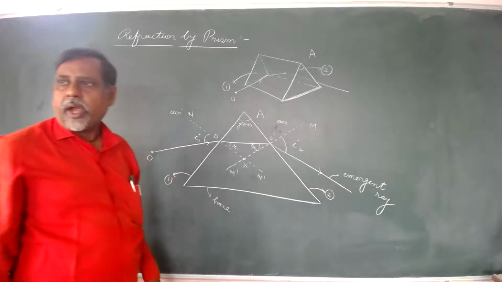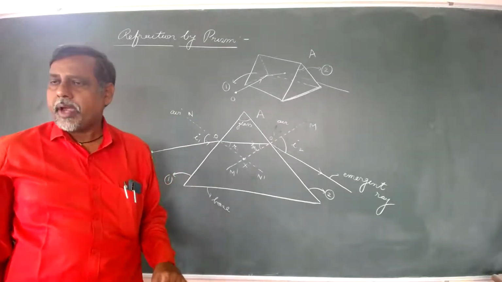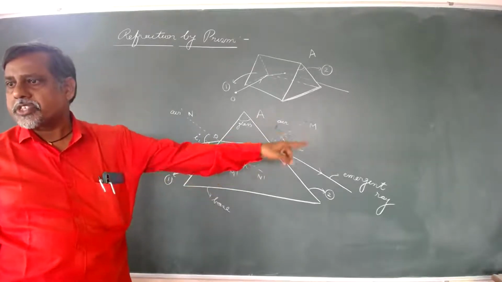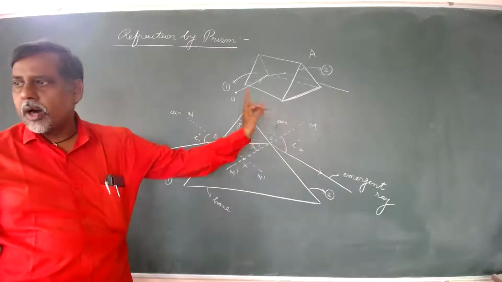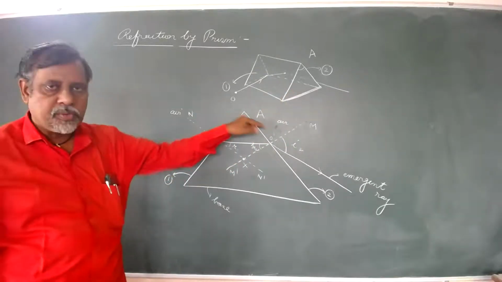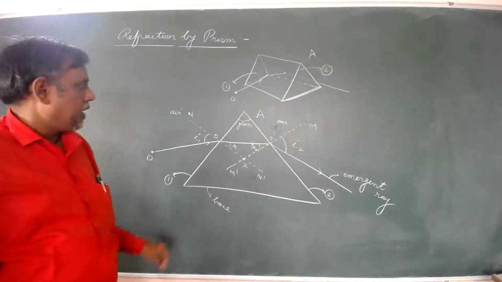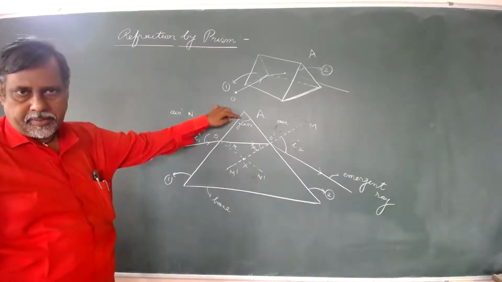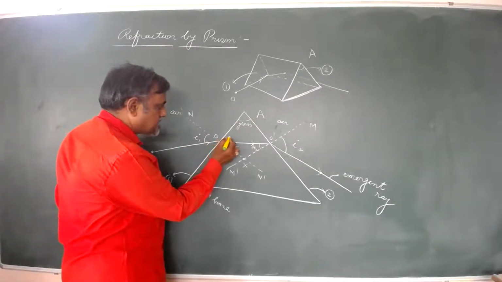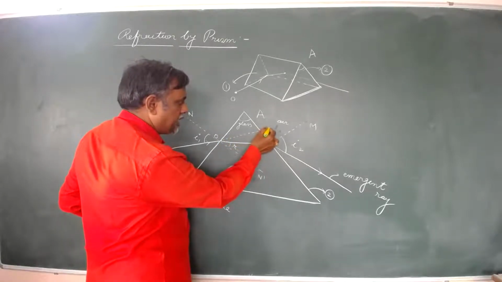Why have I shown I1, I2? There is a reason behind it. We will be establishing some equations in terms of I1, I2, R1, R2. That's why I have shown I1 and I2, R1 and R2 like that. But it is okay. Now this is the prism angle, that is A. Now, if this light ray is extended, what is that light ray? This light ray is nothing but the incident ray.